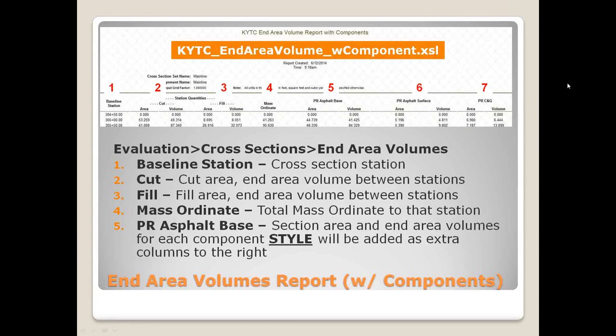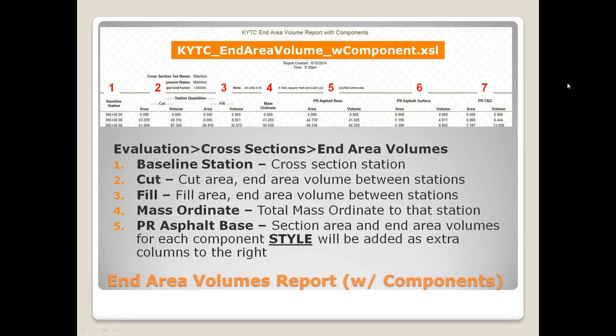So one thing to keep in mind when InRoads is calculating these areas, for that PR asphalt base, PR asphalt surface, it's not necessarily looking at the component name, it's looking at the component style. So if I have a curb and gutter left and a curb and gutter on my right that both have the PR CNG style, that's being reflected right there on that report. So both of those are being included. So if you wanted them separate, you'd have to give one a PR CNG and give the other one another style to get that breakup like that.